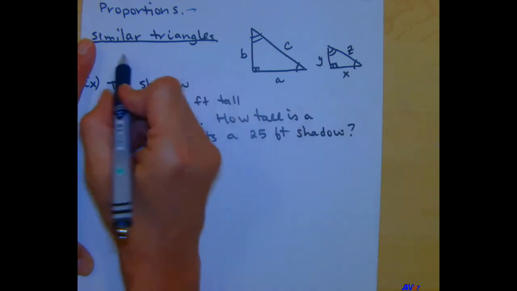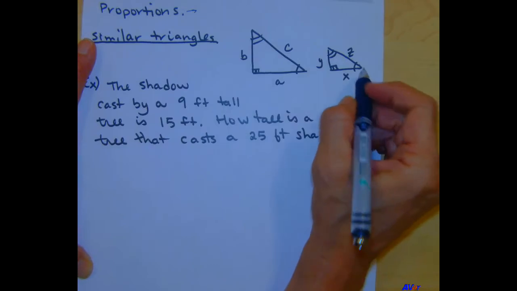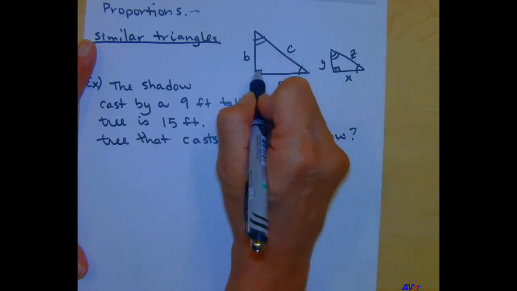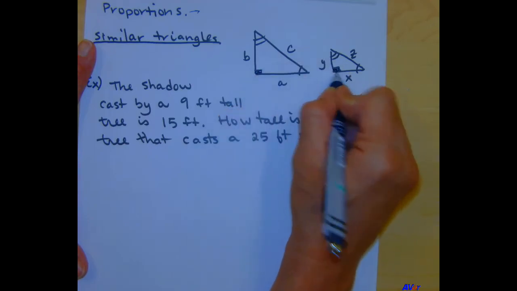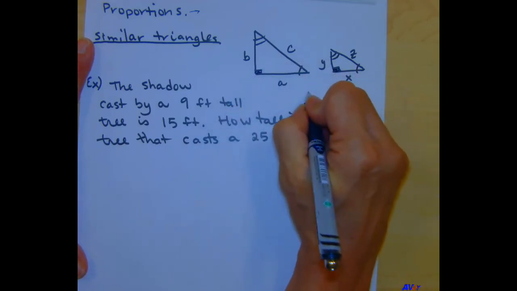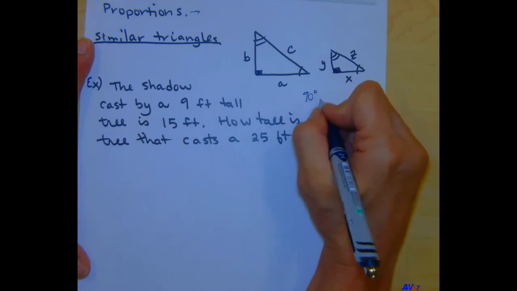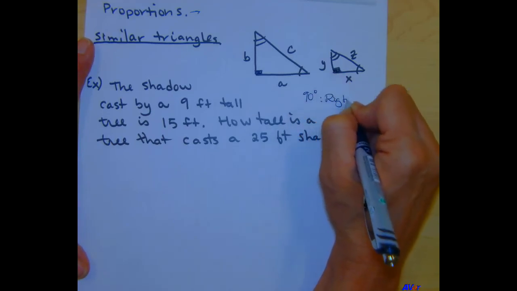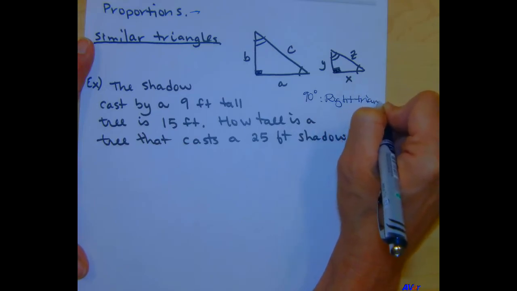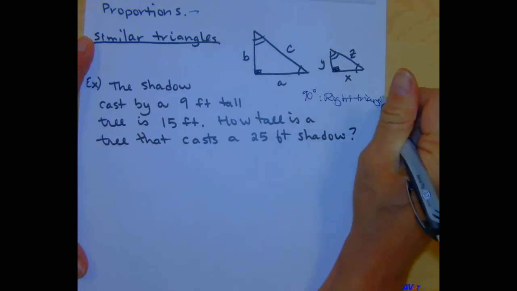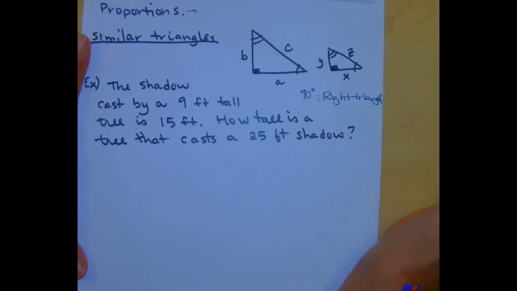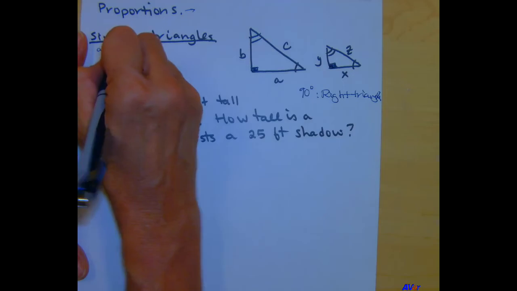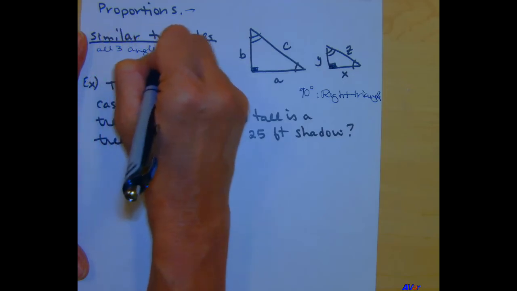So here we go. First off, what are similar triangles? Well, they're triangles that have the same angle measurement. I've drawn two right triangles, so this little square means that that's a 90-degree angle. Any triangle with a 90-degree angle in it is a right triangle. Non-right triangles can be similar as well, but I'm just showing you with a right one. In similar triangles, all three angles are the same.